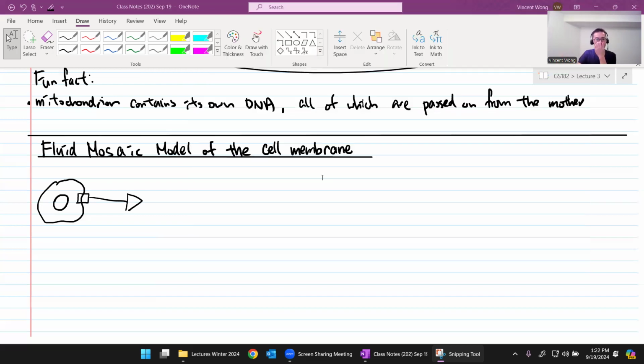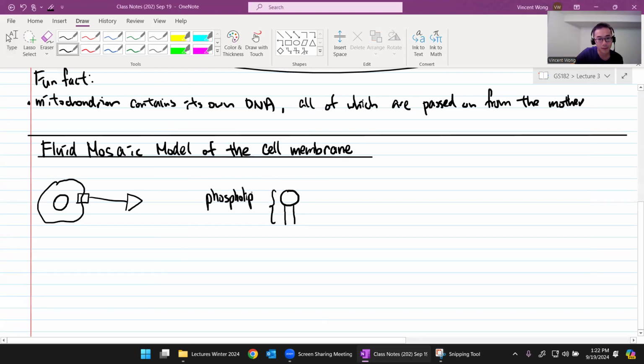Okay, let's draw it. We're going to draw a circle here, and then two tails. Remember, this is a phospholipid. It has a hydrophilic head and two hydrophobic tails. We're going to draw a bunch of these. This is lecture 4, by the way. Some of them might have a kink in the tail, if they have unsaturated fatty acids as opposed to saturated. It doesn't matter how many you put in, just put in a few.